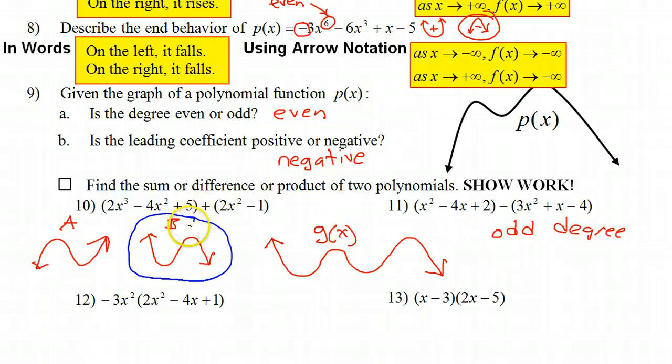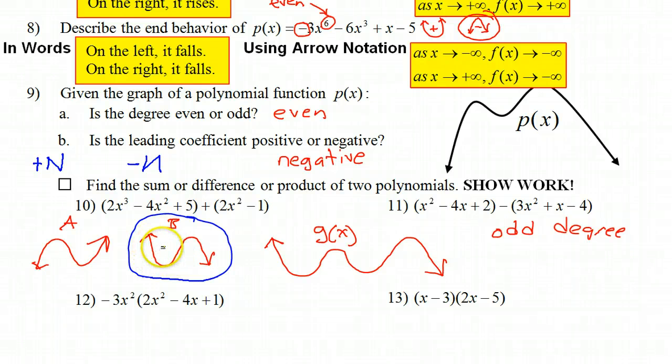Now, let's talk leading coefficient. Is this the positive version or the negative version of the leading coefficient? Well, the way I tried to get you to learn it was the positive version is like a capital N, right side up. The negative version is like an upside down N. So is this like a right side up N or an upside down N?